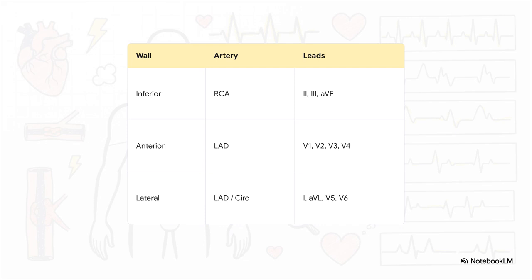You've got the inferior wall, mostly fed by the right coronary artery, and it's being watched by leads II, III, and aVF. Then there's the anterior wall, supplied by the left anterior descending artery, or LAD, monitored by V1 through V4. And finally, the lateral wall, getting blood from branches of the LAD and circumflex, which is under surveillance by leads I, aVL, V5, and V6. Seriously, memorize this map. It's going to be your absolute best friend on the wards.